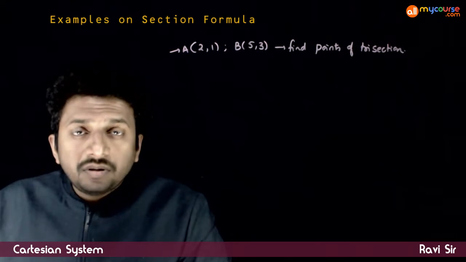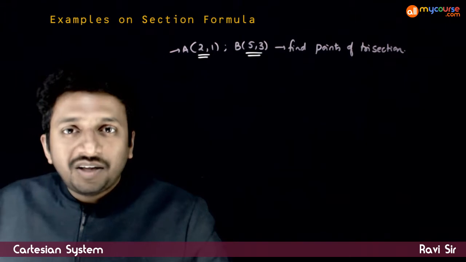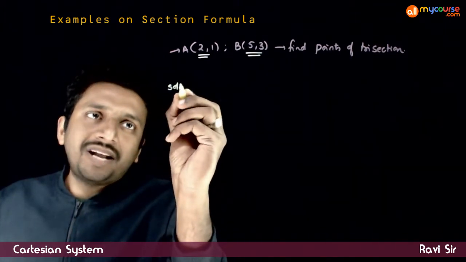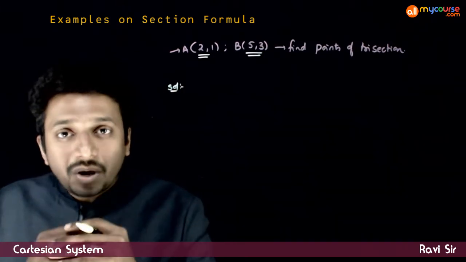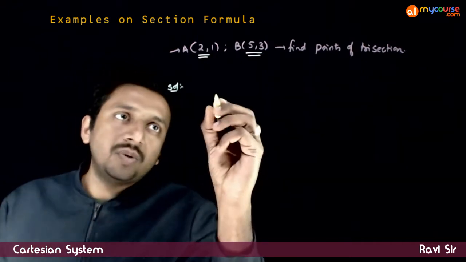In this question, you're given 2 points A (2, 1) and B (5, 3). You're asked to find the points of trisection. So the points of trisection are nothing but the points which divide AB in the ratio of 1:2 and 2:1.